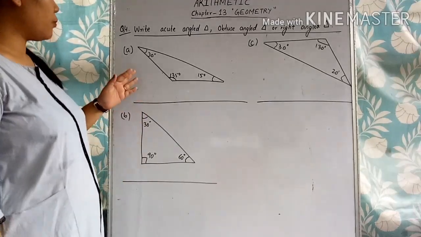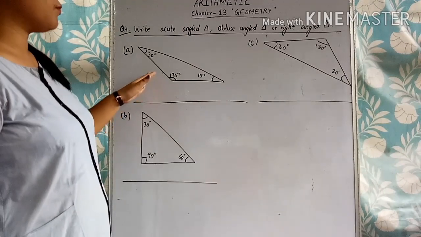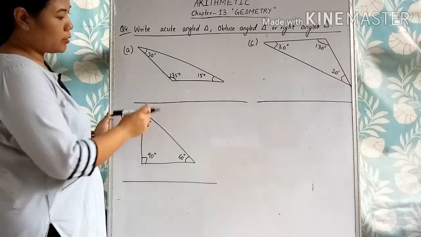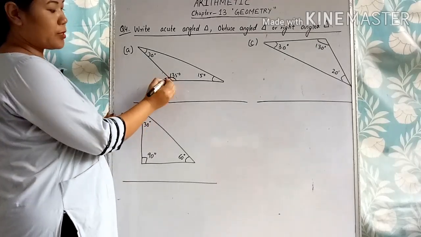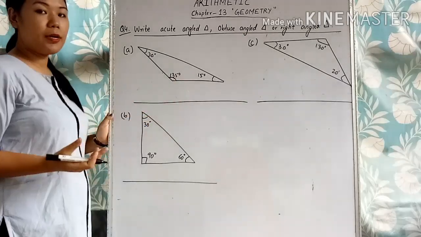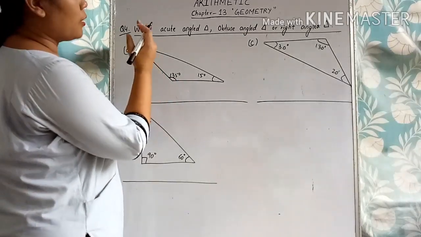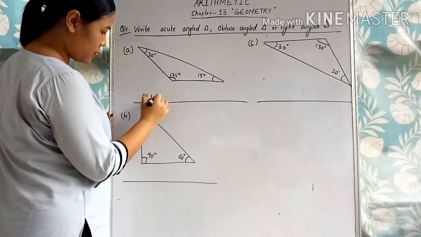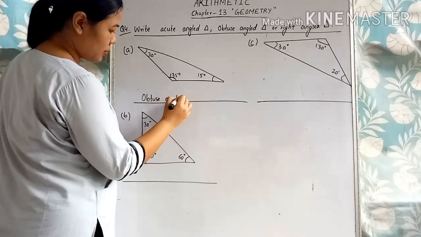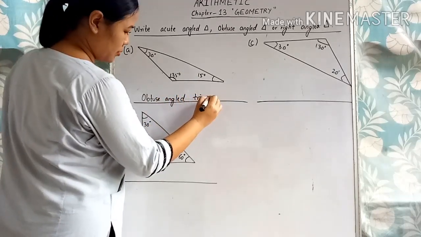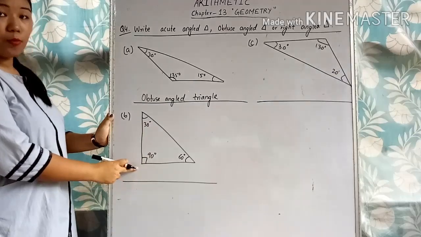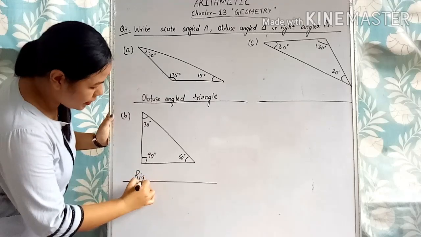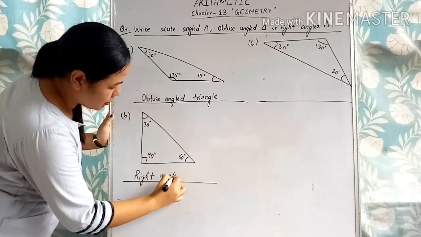Now we'll solve question number 4. By seeing the triangle, you have to write whether it is an acute, obtuse or right angle triangle. Now in the first triangle, you will see that one of the angles is more than 90 degrees. So is it acute or obtuse? It is an obtuse angle triangle. Next, see here, one of the angles is equal to 90 degrees. So it is a right angled triangle.